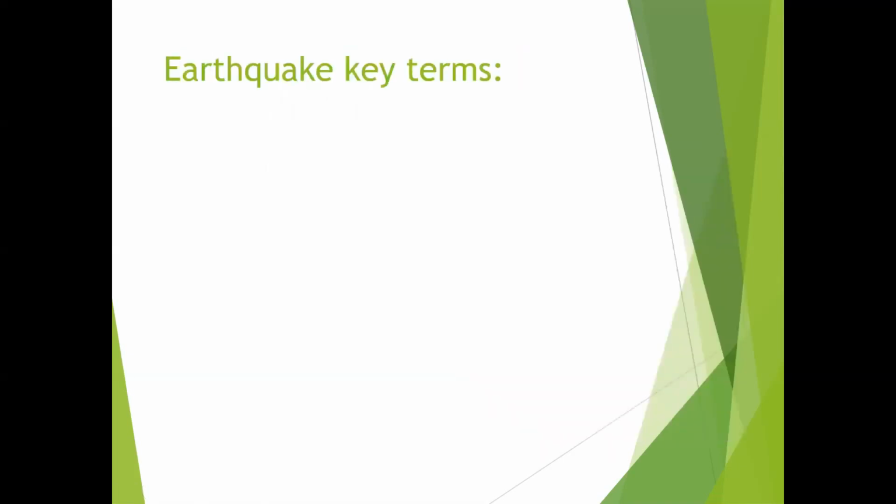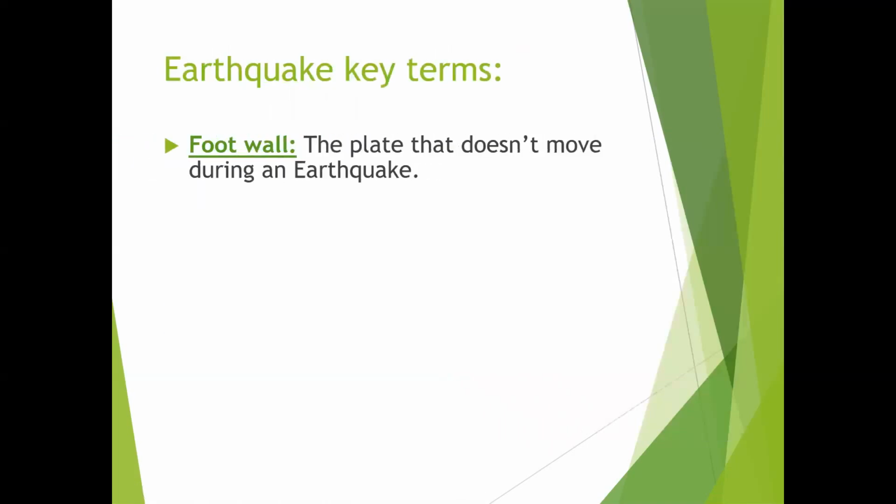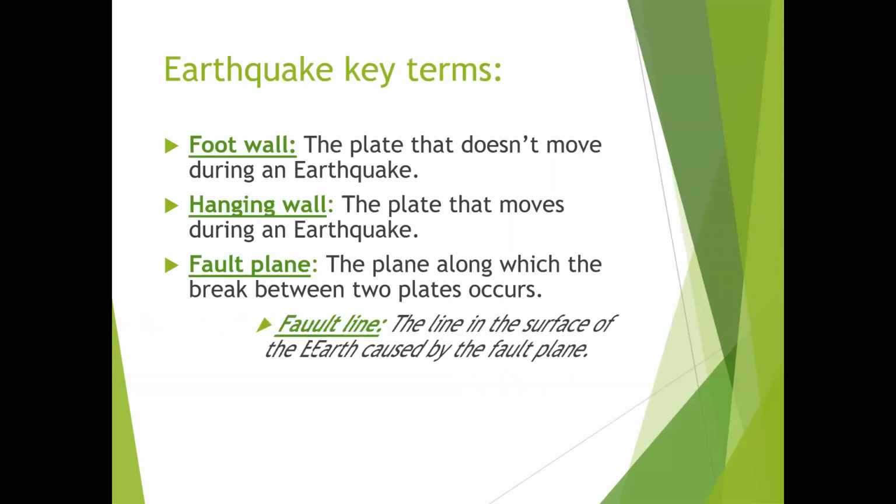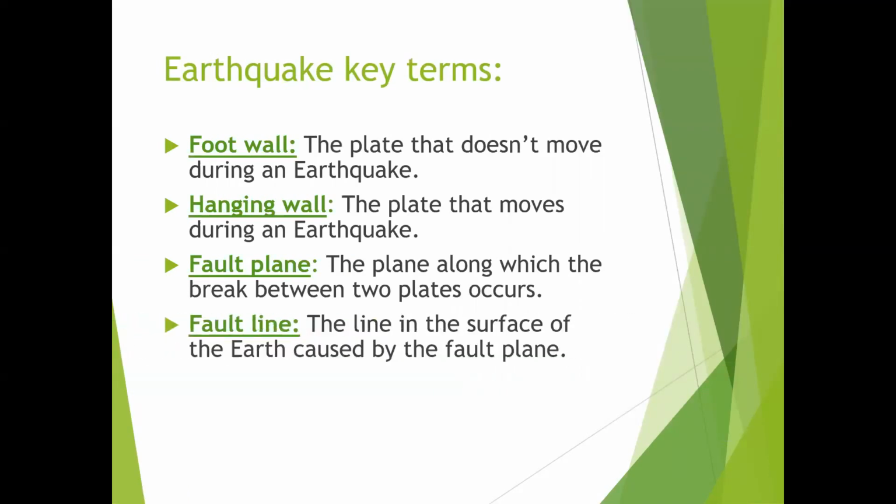All right, so now we're going to move into fault types. A few different terms that you guys should be aware of as we're moving through. We have a footwall. The footwall is going to be the plate that doesn't move. The hanging wall is going to be the plate that does move. The fault plane is the plane along which the break between the two plates occurs. And the last one is the fault line. This is the line on the surface of the Earth caused by the fault plane, and you can actually see these on the surface of the Earth.